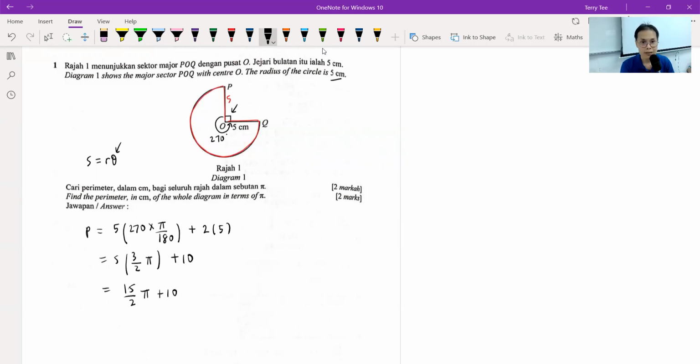Take note, the question asks us to find the perimeter of the whole diagram in terms of pi. So you don't have to substitute pi with 3.142. Just leave it like this. The unit is cm, but it's not necessary to write the unit. If you want, you can go ahead and put cm here.